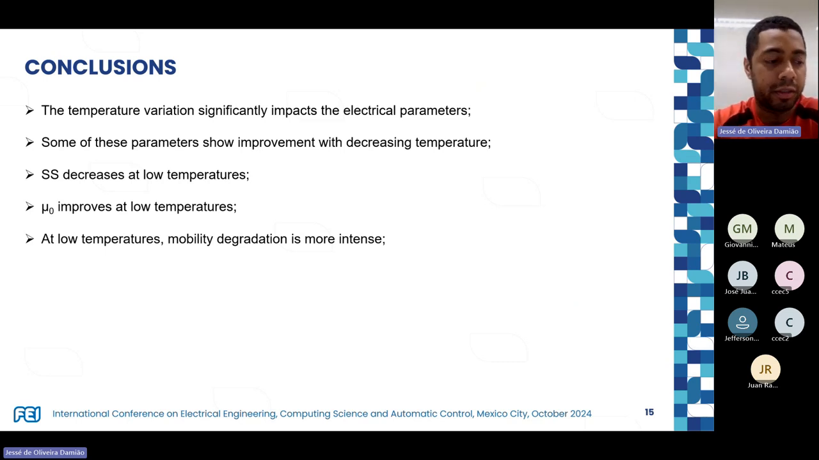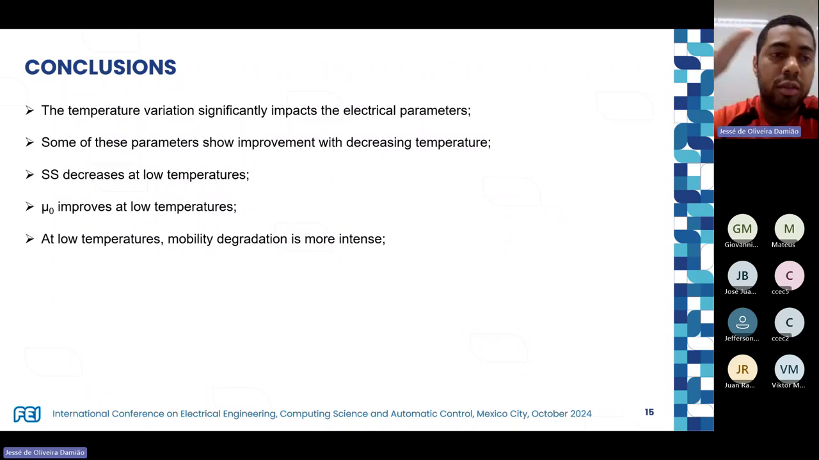That being said, the conclusion is that temperature variation significantly impacts the electrical parameters. Some of these parameters show improvement with decreased temperature. You can tell about subthreshold slope, that subthreshold slope decreases at low temperatures, and it means that the device switching is better, right? Decreasing subthreshold slope means device switching improvement, right? And the mobility improves at low temperatures. At low temperatures, the mobility increases, right? But the mobility degradation is higher, right? Okay.